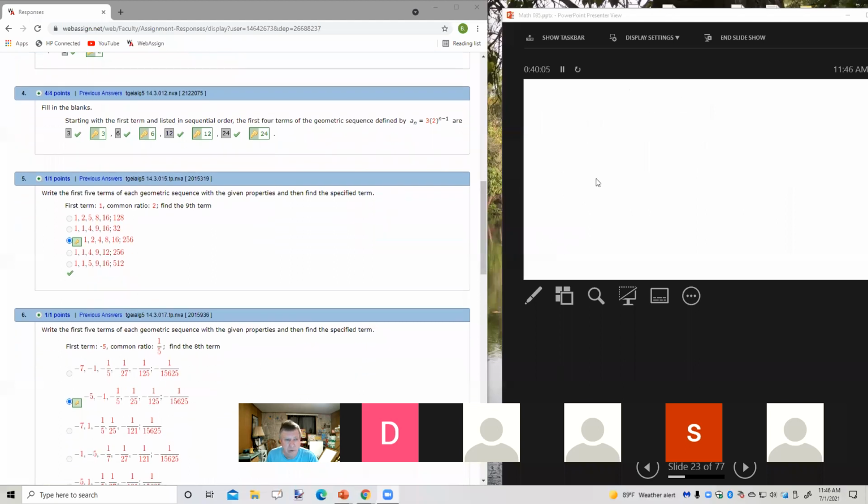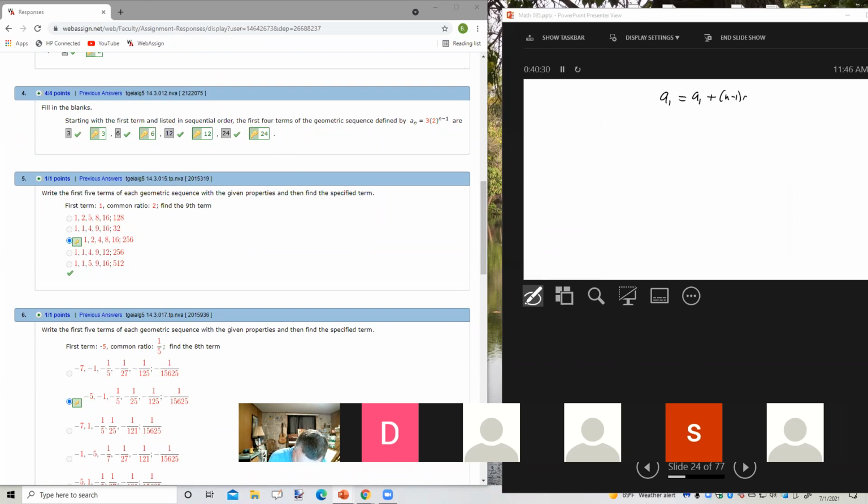Okay. So fill in the blanks, starting with the first term and listed in sequential order, the first 4 terms of the geometric sequence defined by, oh, okay, so they're actually giving you a specific formula. Remember we looked at that yesterday or the day before, that if it just says an arithmetic sequence, you're going to use that. If it just says a geometric sequence, you're going to use that. But if it gives you a specific formula, then use that one.